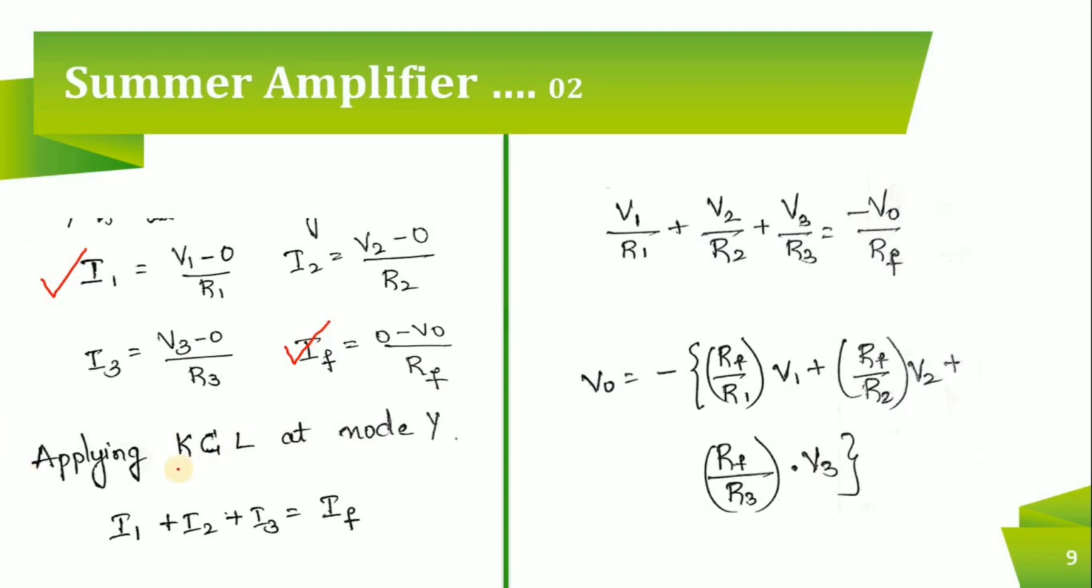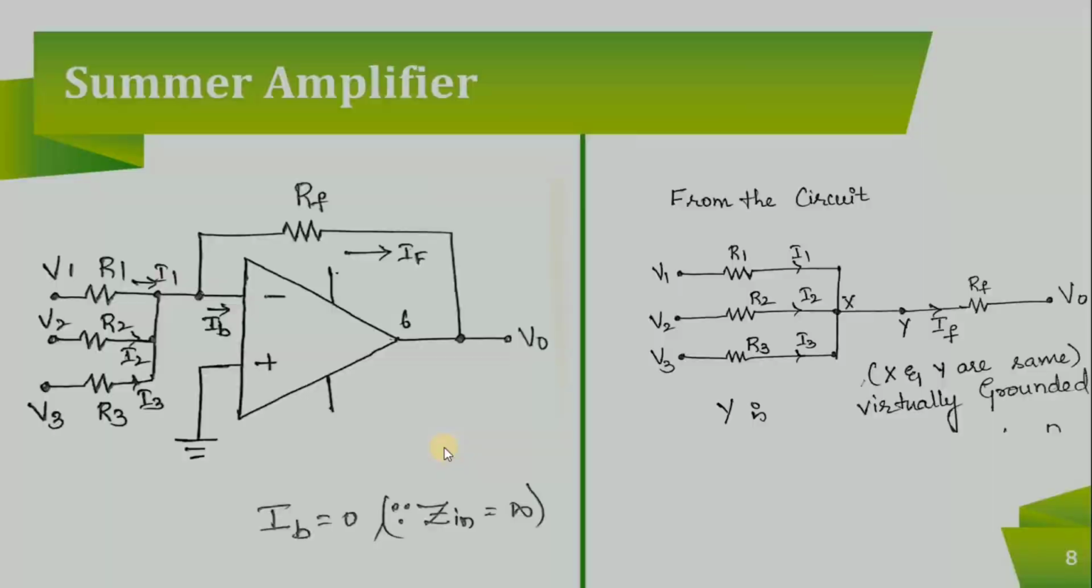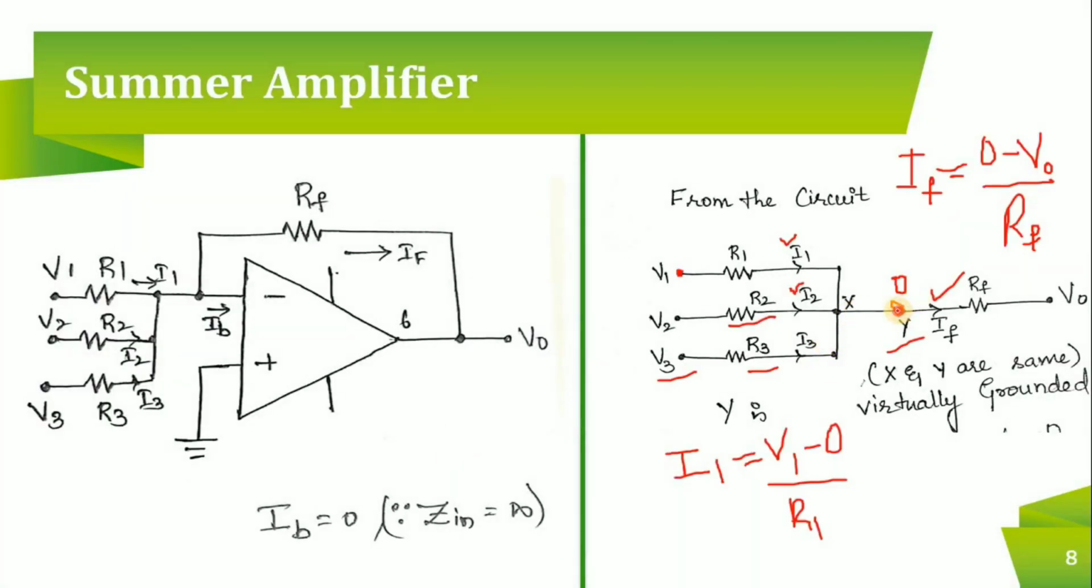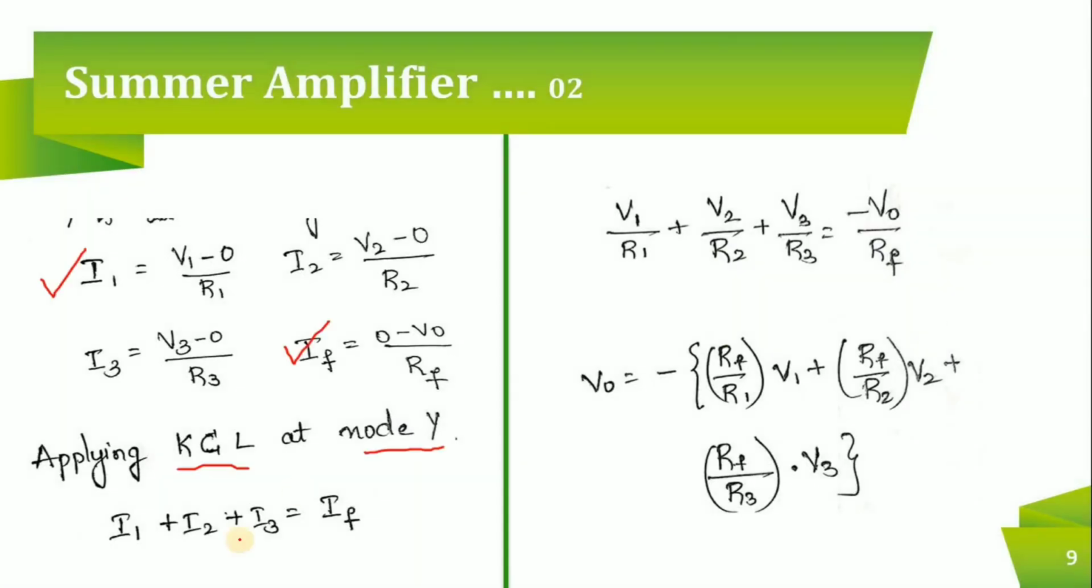Now, if I apply KCL at node Y, look at node Y. What is Kirchhoff's current law? The algebraic sum of current flowing towards the node and away from the node is equal to 0. In other words, the sum of currents flowing towards the node is equal to the sum of currents flowing away from the node. So the same thing here I have written, I1 plus I2 plus I3 is equal to IF. If I1 plus I2 plus I3 is equal to IF, I can replace everything by these current expressions, right?